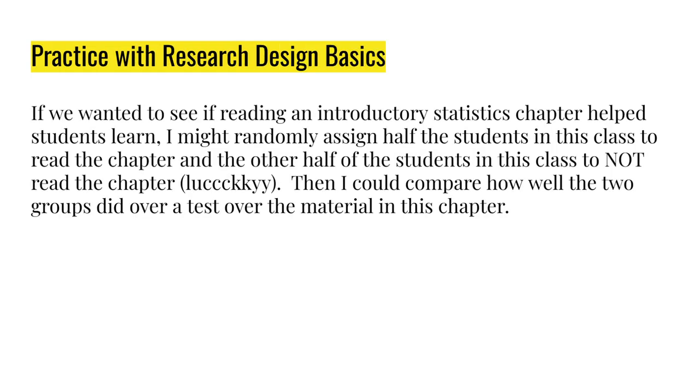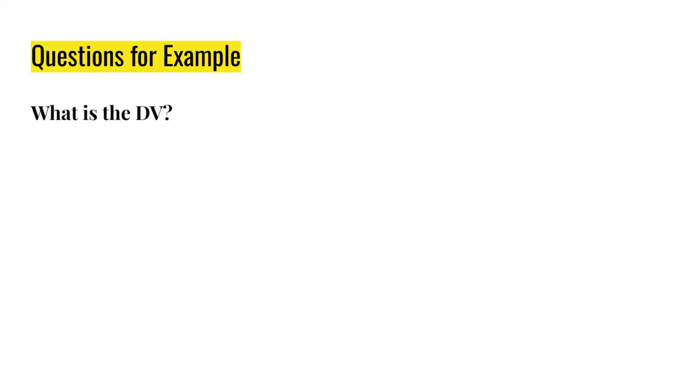All right, so questions for this example. What is our dependent variable? And I'll go back to it so we can reread it. What is our dependent variable? Pause me, say it out loud, and then restart. If you said the test over the chapter material is our dependent variable, you are correct. So remember that DV is our symbol for dependent variable. So our statistics test score would be our DV.